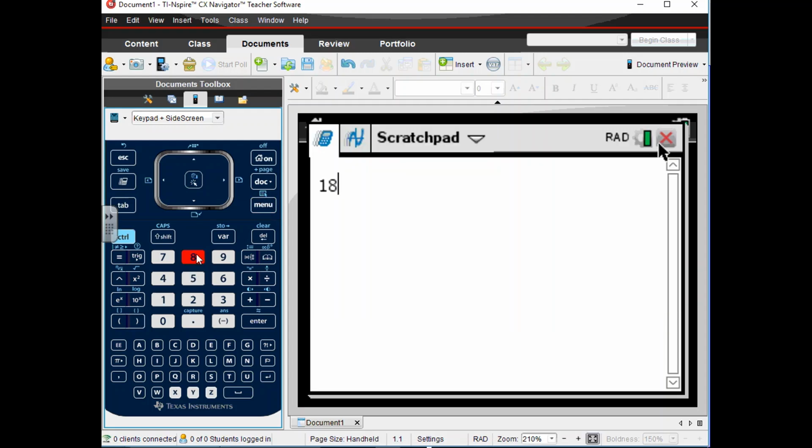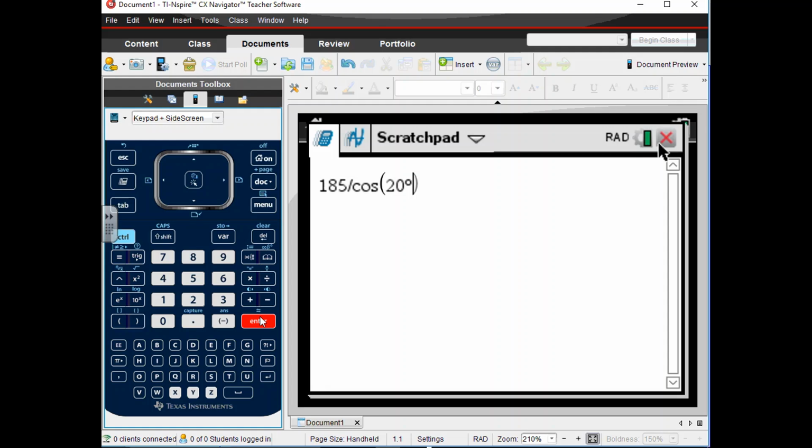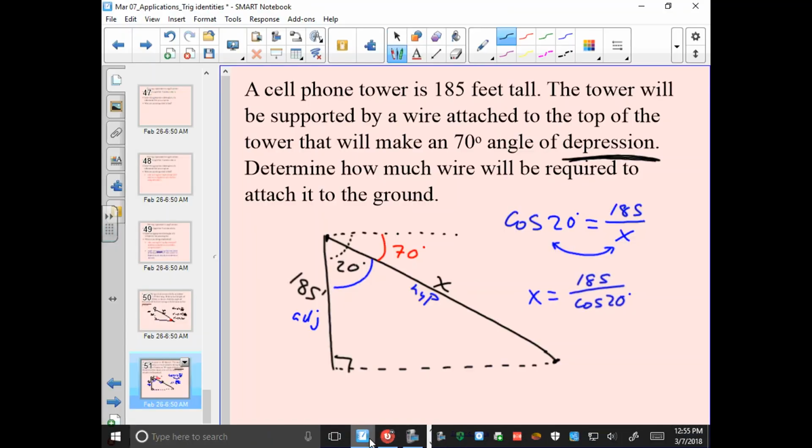So 185 divided by cosine of 20 degrees. And again, my calculator is in radians, so I have to convert that. I have to put the little degree symbol so the calculator knows what I'm doing. Hit enter, and there is your answer. So again, I'm going to round that to 2 decimal places, 196.87. And that is the length of the wire.